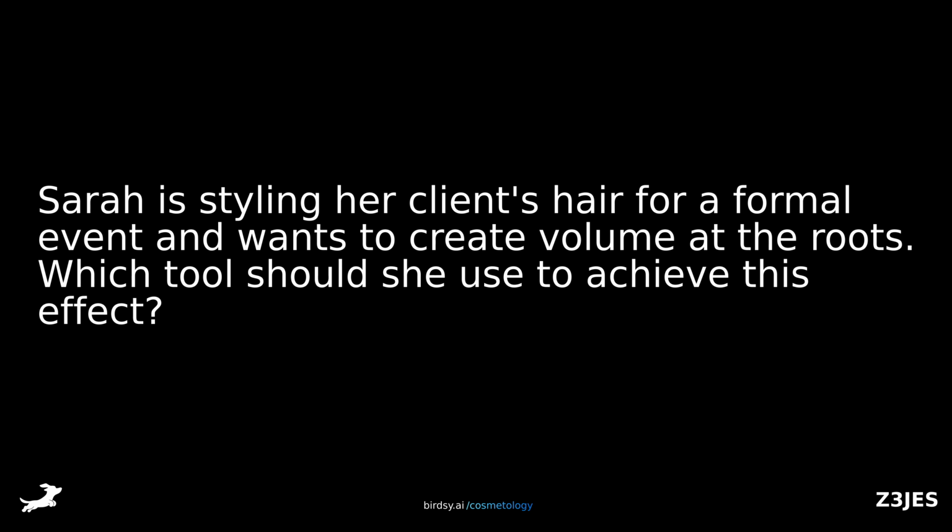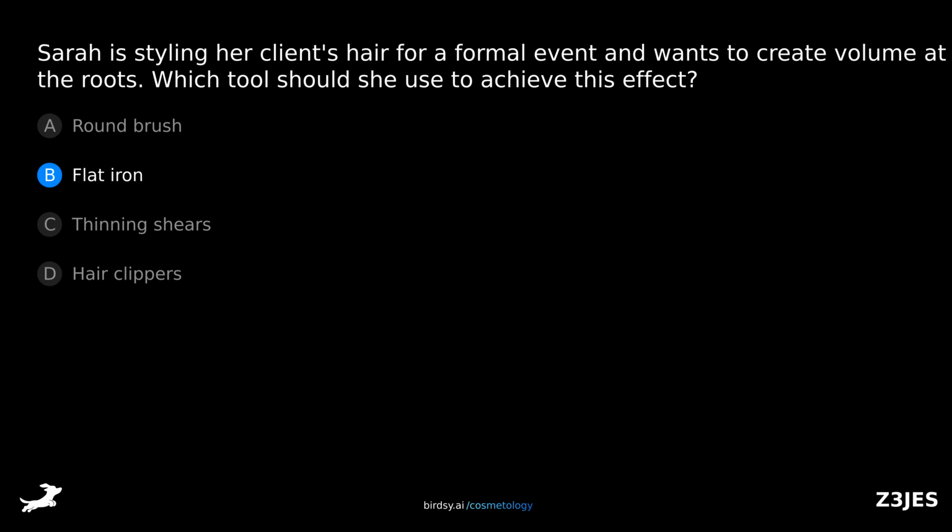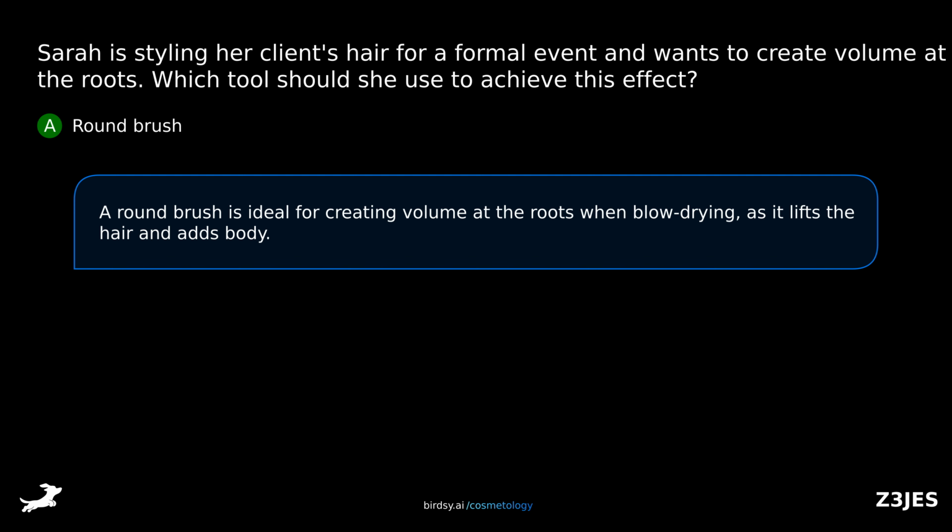Sarah is styling her client's hair for a formal event and wants to create volume at the roots. Which tool should she use to achieve this effect? Is it A, round brush, B, flat iron, C, thinning shears, or D, hair clippers? The answer is A, round brush. A round brush is ideal for creating volume at the roots when blow drying as it lifts the hair and adds body.